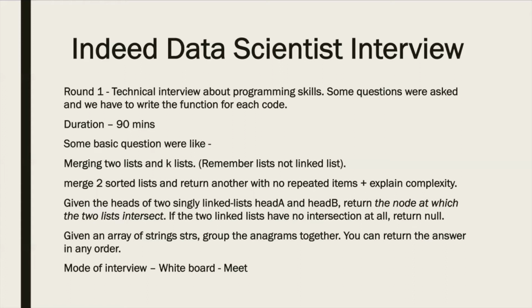For this question, we had to remember that the question asked to merge two lists, not two linked lists. Another question was to merge two sorted lists and return the list with no repeated items. In addition to this, we also had to explain the time complexity of it. One more question was that we were given an array of strings and asked to group the anagrams together, and we could give it in any order. The level of difficulty for this round was around medium, as the questions were a little bit tricky.